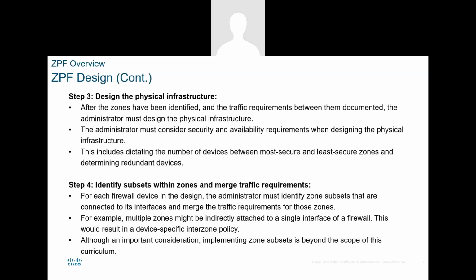So, as we define our zones and our interzone policies, the next step is to design the physical infrastructure. You want to take into consideration the network topology and device placement when designing your physical infrastructure. Some other factors to consider are security: you want to ensure proper isolation of sensitive networks. You want availability of your network, so you want to implement redundancy and avoid a single point of failure. And also, you have to consider performance. You want to avoid congestion in heavily used zones.